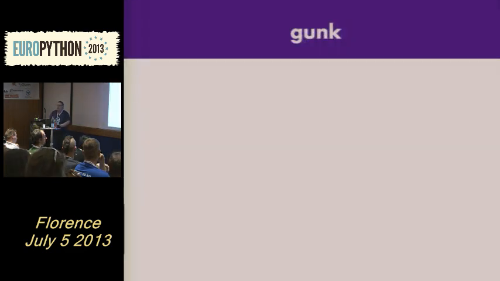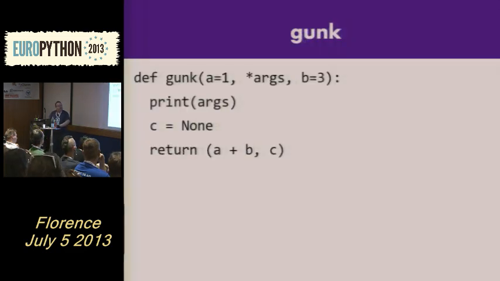Now, in order to talk about bytecode, I kind of need an example program. So this is my example function in Python. This is called gunk. It doesn't do anything useful. It's really pretty pointless. It just demonstrates a bunch of things about bytecode that I want to go over. So let me draw your attention to a few things about it. We have one argument called A. It's positional or keyword.